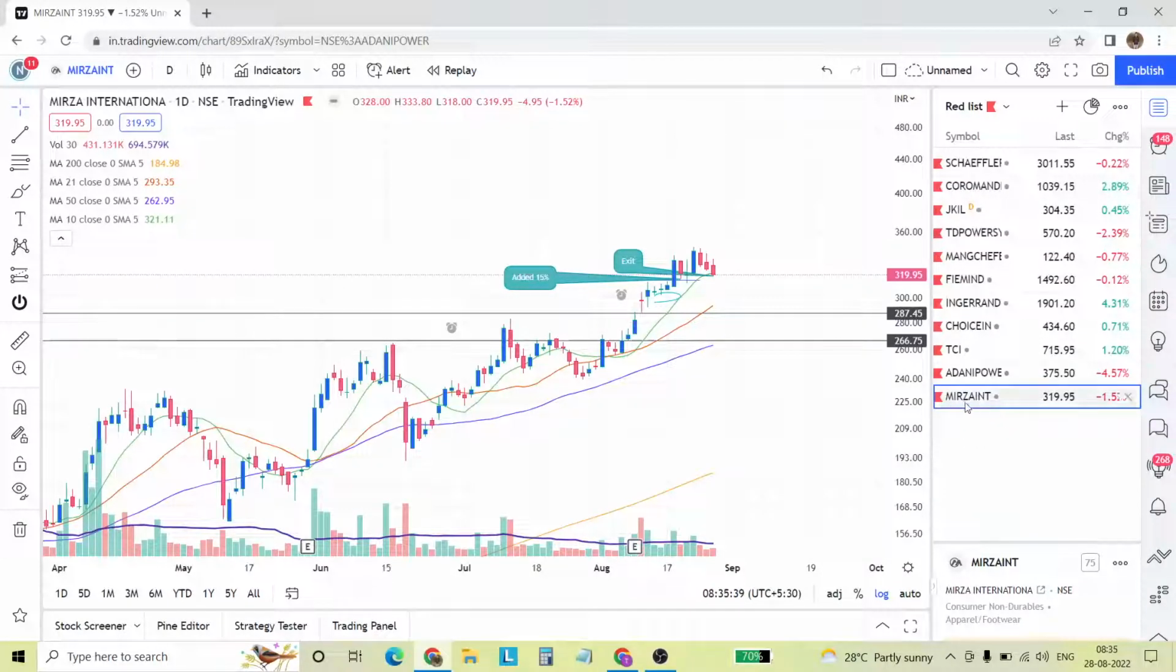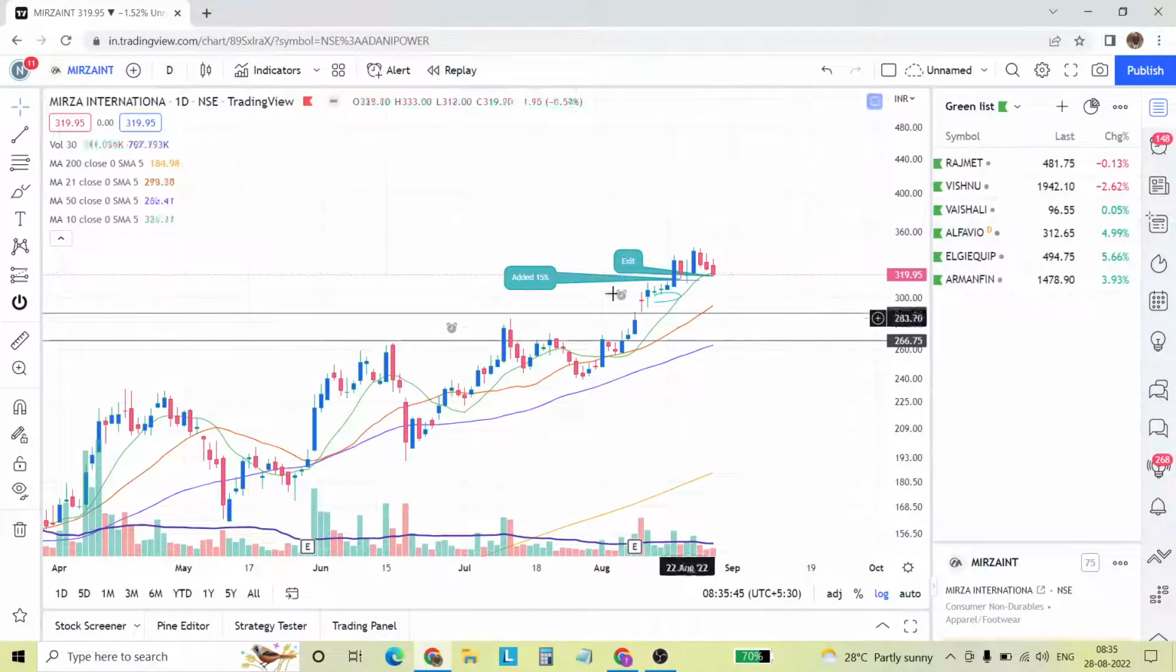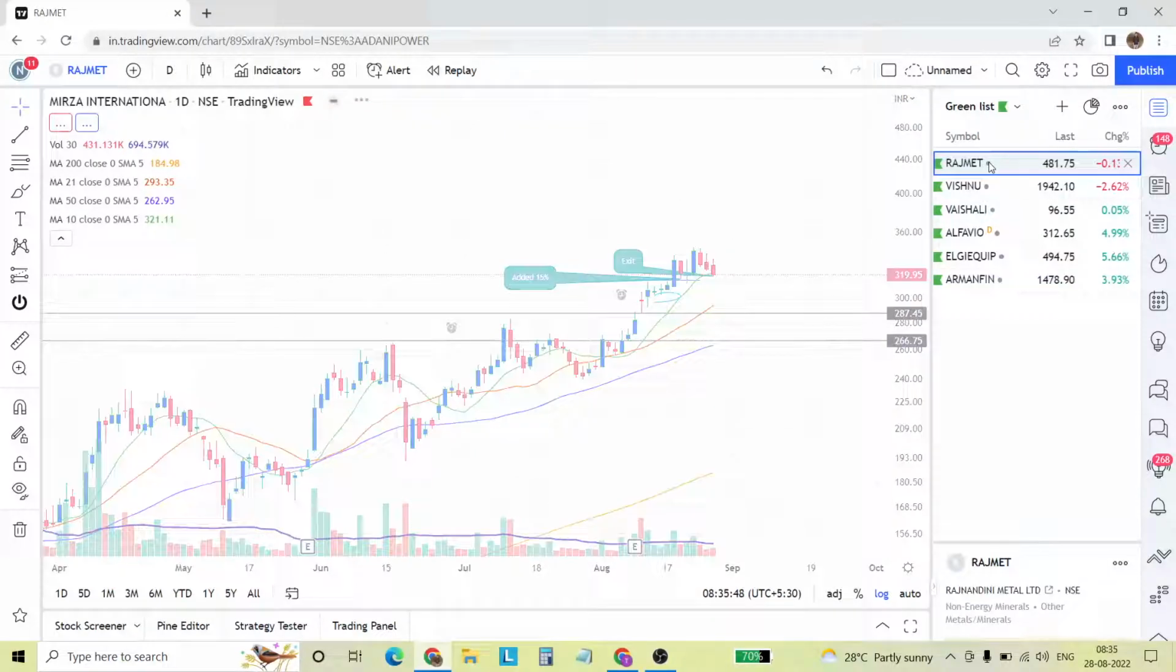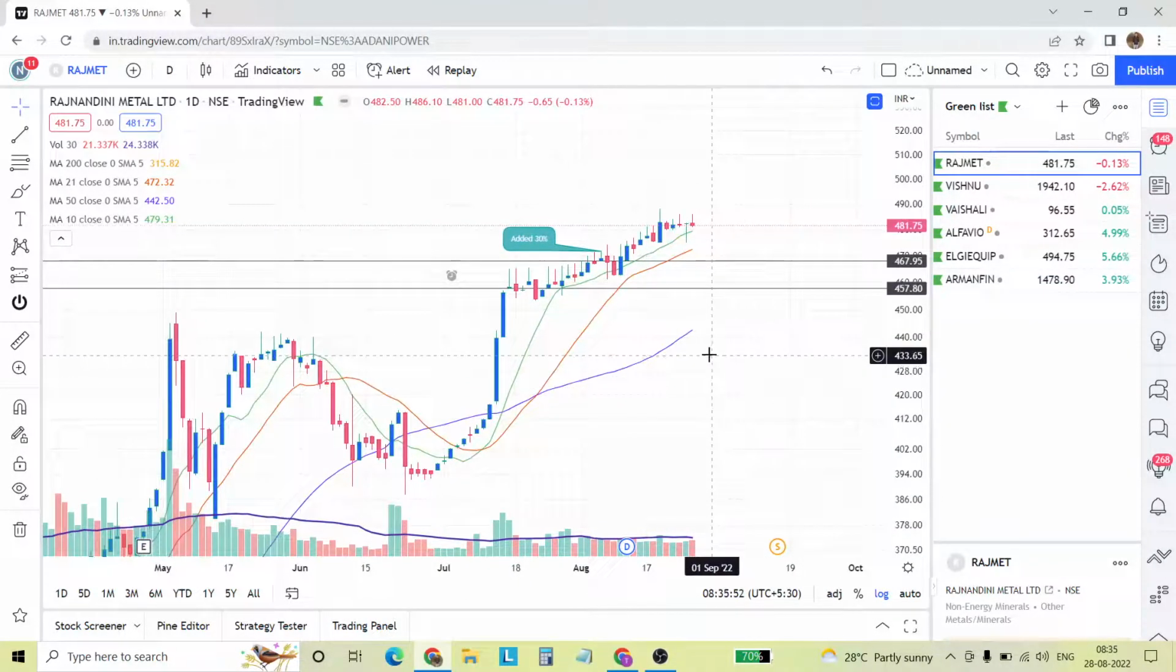So this was Mirza Enterprise, Mirza International, Adani Power, which we just discussed. Now let's come to the stocks that I'm holding right now, which are running. This one is Rajdandini Metal. I took an entry here. I saw that it is moving up in my direction. I felt confident, so I added around 30% of my position, and I waited.